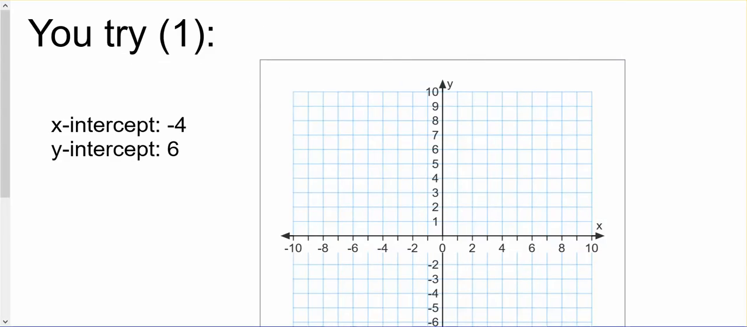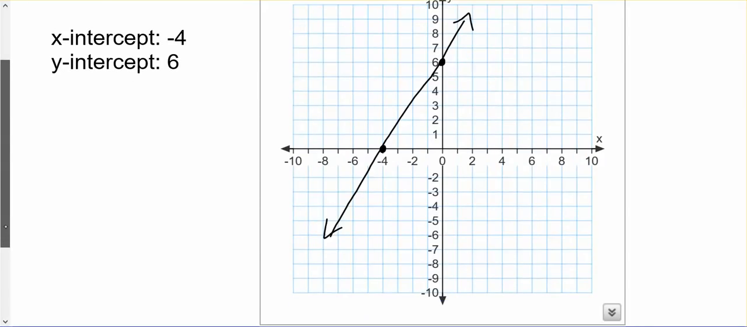So if you guys tried this one, our x-intercept would be at -4, our y-intercept is at 6, and this is enough that we can just draw a line. And if we wanted to, we could say, to get from one to the other, we're going up 6 over 4. So let's go down 6, over 4.